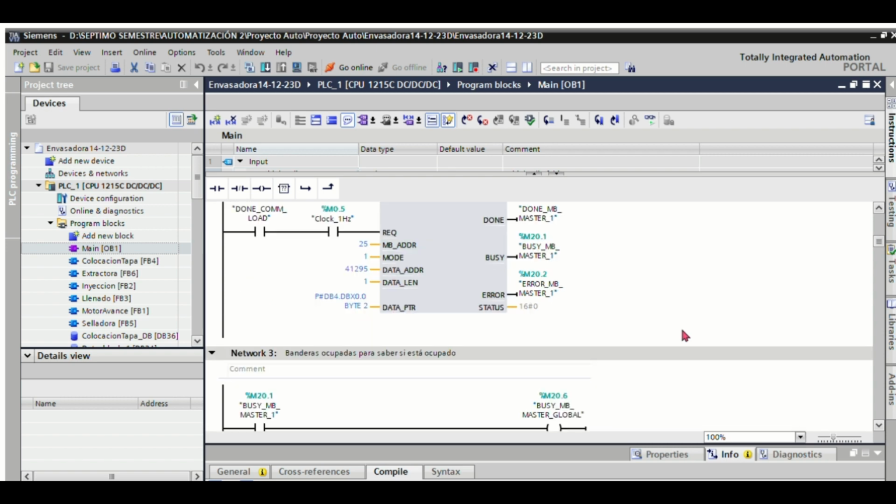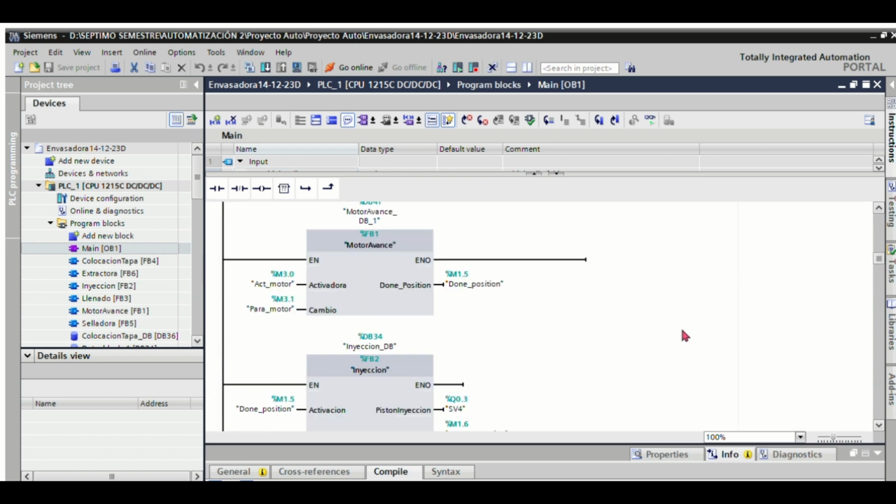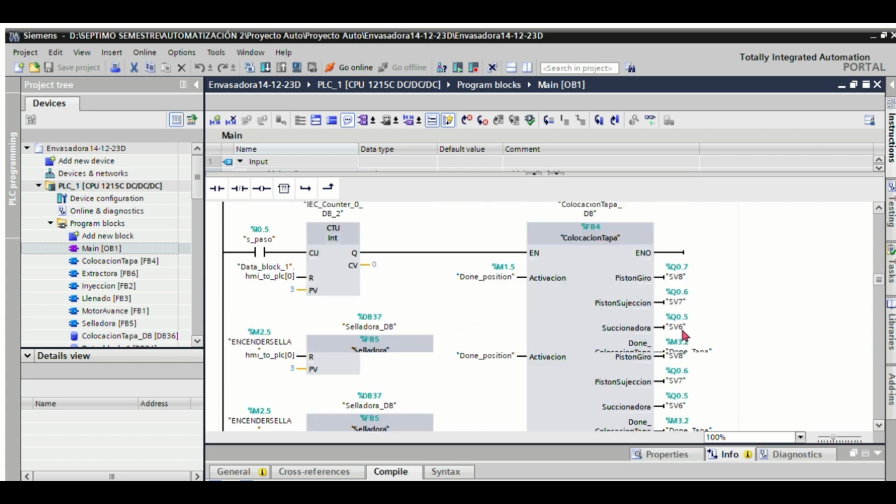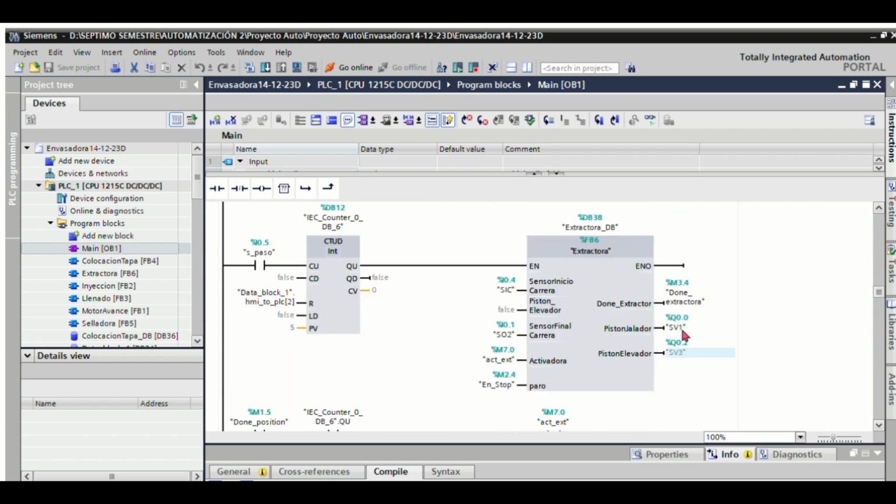Next, the motor advance block is programmed with local variables related to global variables, and all the stages are set up to activate them with their respective inputs and outputs, which will be explained later.